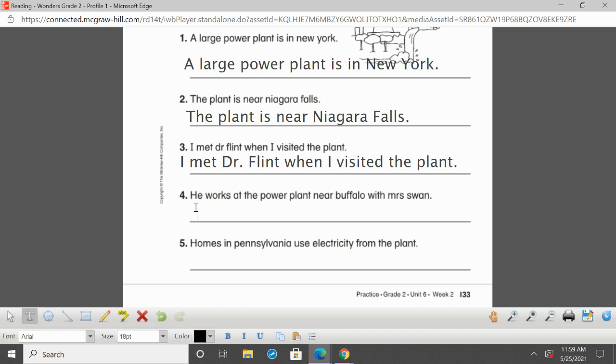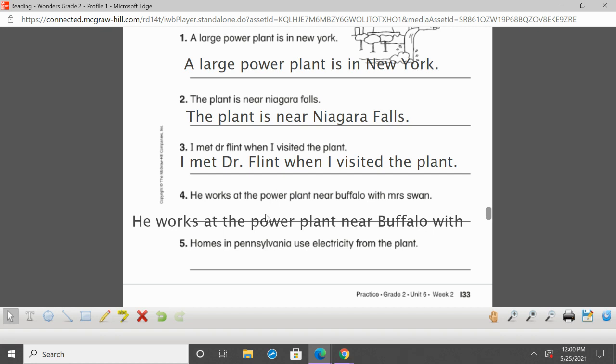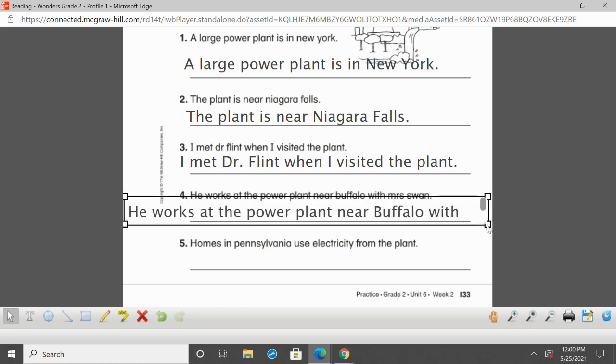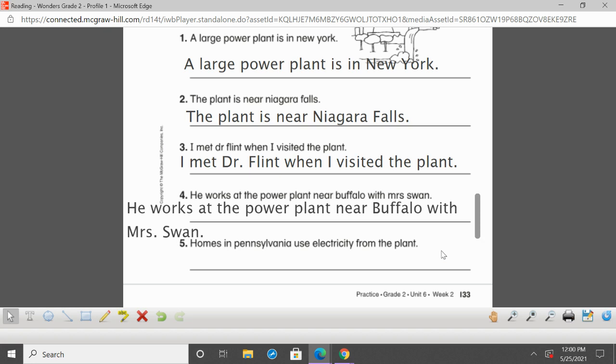All right, so you should have something. He works at the power plant near Buffalo. Buffalo is a place, so we need that capital B. With Mrs., that's a title, so capital M, then a period. Swan is also a name, so we need that capital S. So this is what your sentence needs to look like: he works at the power plant near Buffalo with Mrs. Swan. All right, give me a thumbs up if that's what you have. Awesome.